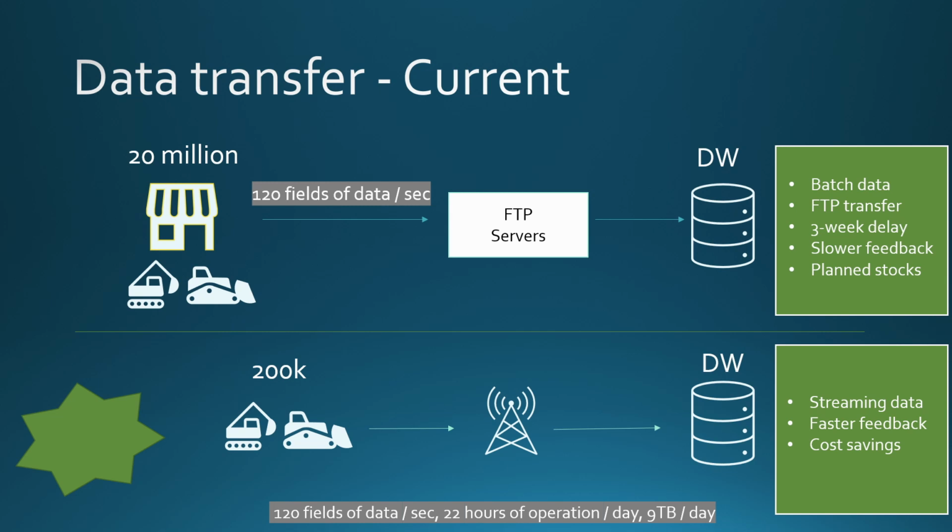Now there are two types of data transfer. Before I get into the data transfer part, basically there are two categories of vehicles that they have in the field. There are 20 million vehicles that transfer the data over FTP servers, and there are 200,000 vehicles that are connected to the cellular network, which you can also think of as IoT. So these vehicles are ready for the next-gen IoT transfer. The majority of vehicles upload the data in batches through an FTP transfer, and in total they do like 120 fields of data per second.